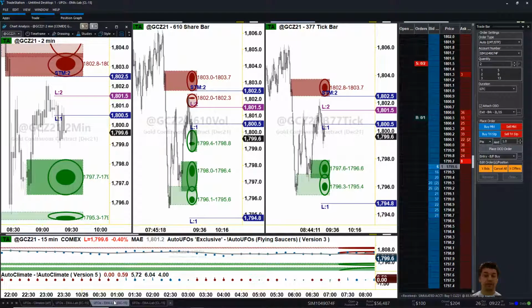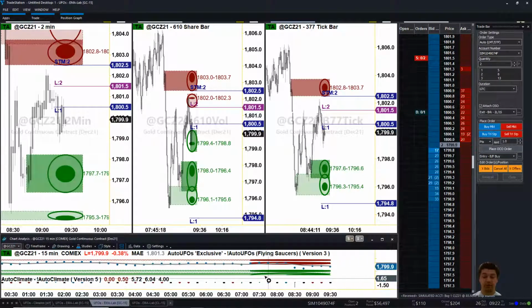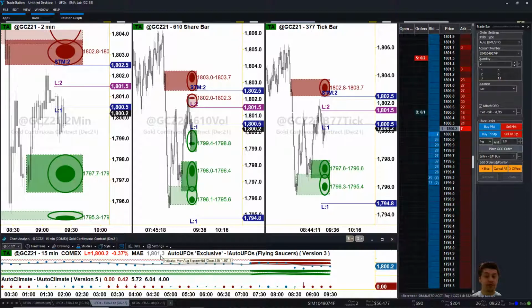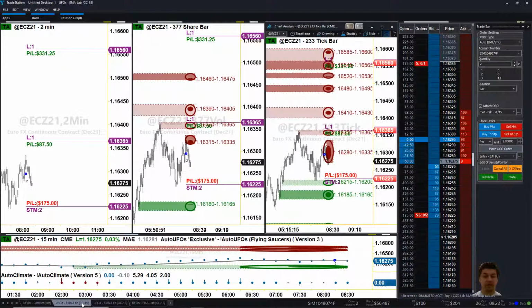So let's take a look. Gold's not really doing much. Let me just make sure that this is still a valid trade though. Yep, still a valid trade. 1801.3. Yeah, it should still be fine. 1801.5 will be the... yeah, this is still fine. Okay, the euro, well, not doing much.